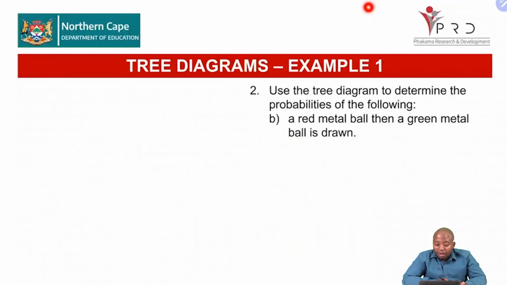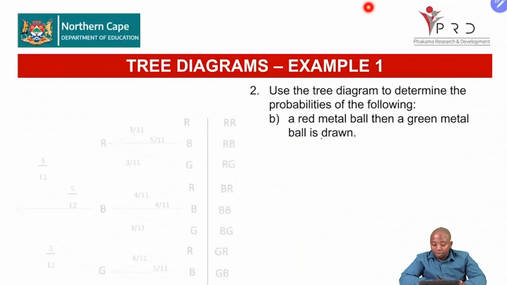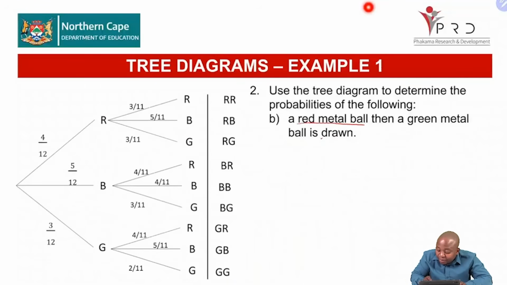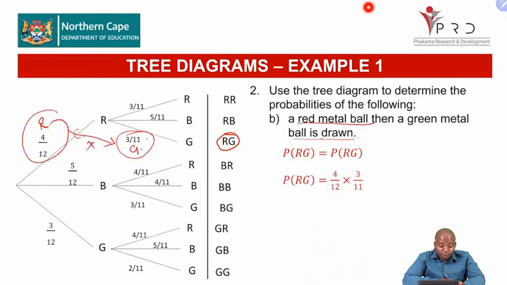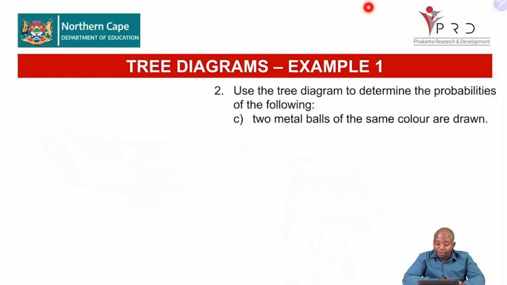Number B. Use the tree diagram to determine the probability of getting a red metal ball, then a green metal ball, if it is drawn. So in this one, we are just looking for the red and the green, so it's the probability of R and G. This is the R and the one for the G. Those are the two events I am going to multiply together. So that's going to be 4 over 12 multiplied by 3 over 11. Then the probability is going to be 1 over 11, which is 0.09.